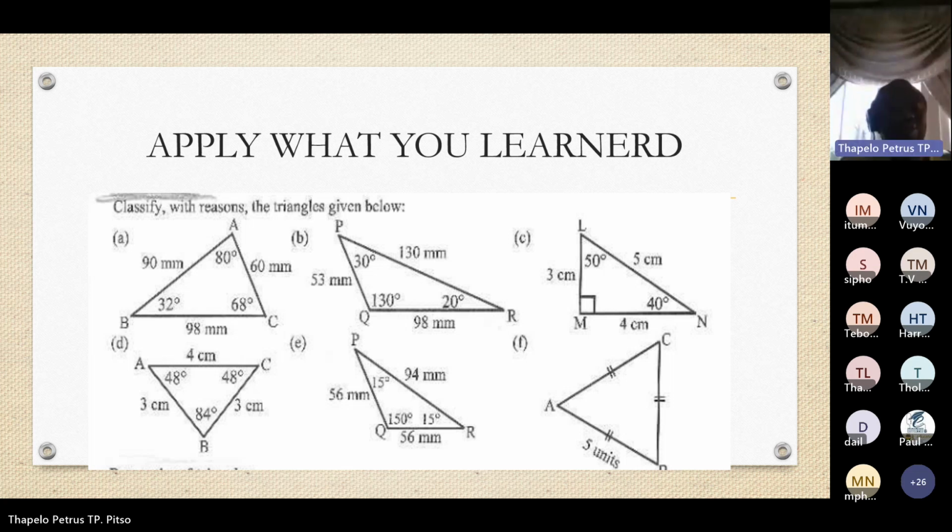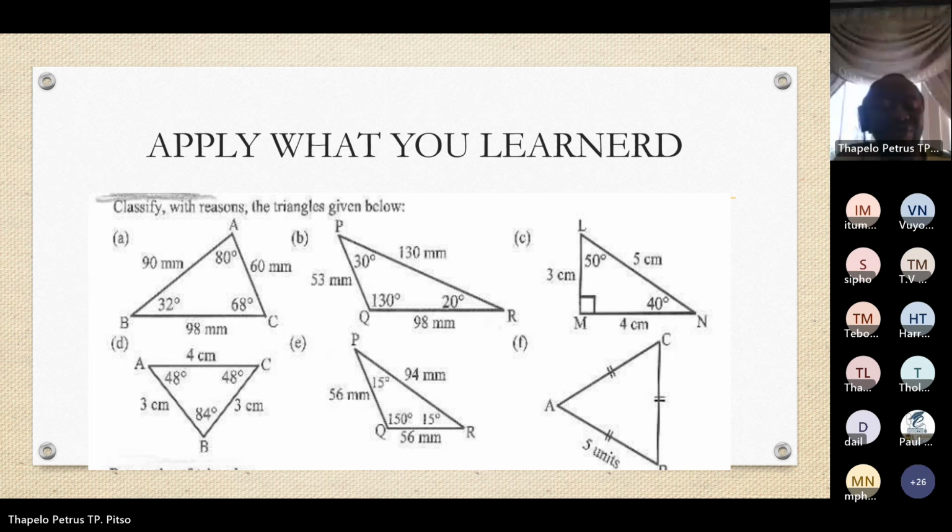Remember now. Let's look at figure D. What about the sides? Yes, we see two sides equal. AB equals BC. And only two sides equal, and also only two angles will be equal. Therefore, what type of triangle is that? An isosceles triangle.